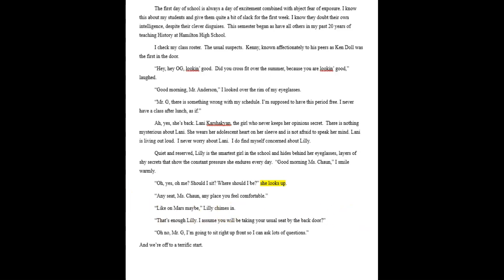Any seat, Miss Shawn, in any place you feel comfortable. Like on Mars, maybe, Lily chimes in. That's enough, Lily. I assume you will be taking your usual seat at the back by the back door. Oh, no, Mr. G. I'm going to sit right up front where I can ask lots of questions, and we're off to a terrific start.